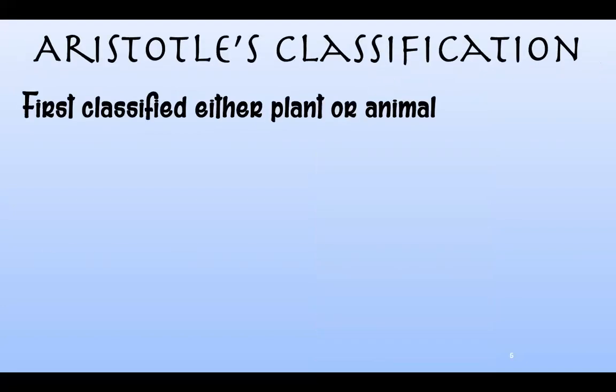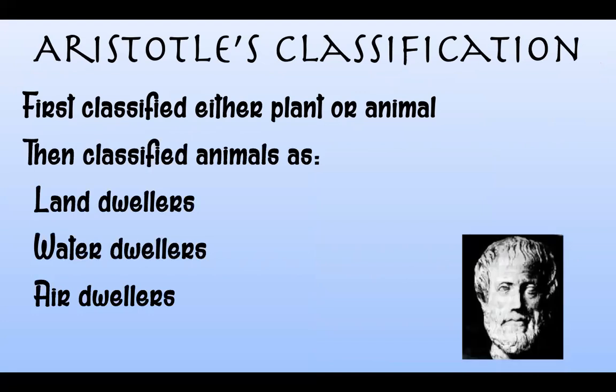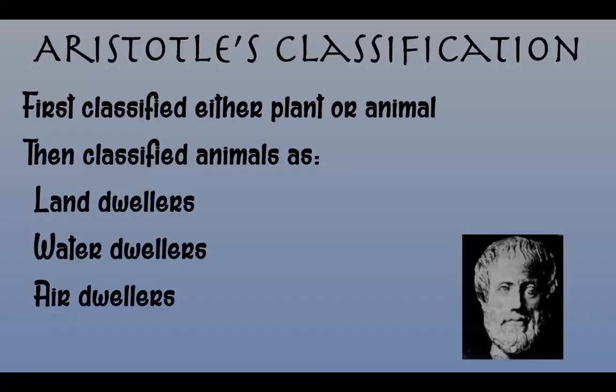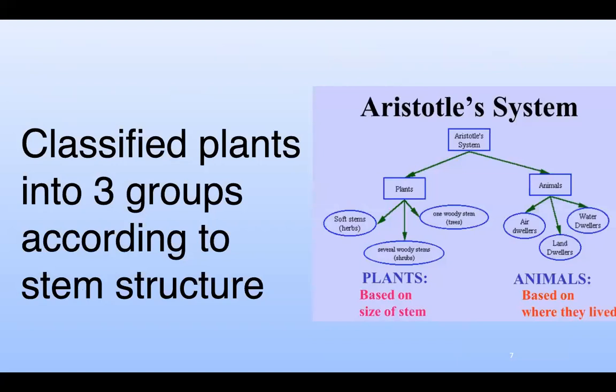So the way that Aristotle classified organisms was that they were either plants or animals. And then he classified the animals as either land dwellers, water dwellers, or air dwellers. He classified plants into 3 groups according to their stem structures. You can see from the diagram here, they were either soft stems, which included herbs, several woody stems, which includes shrubs or bushes, or one woody stem, which is trees. So this is how Aristotle classified life.